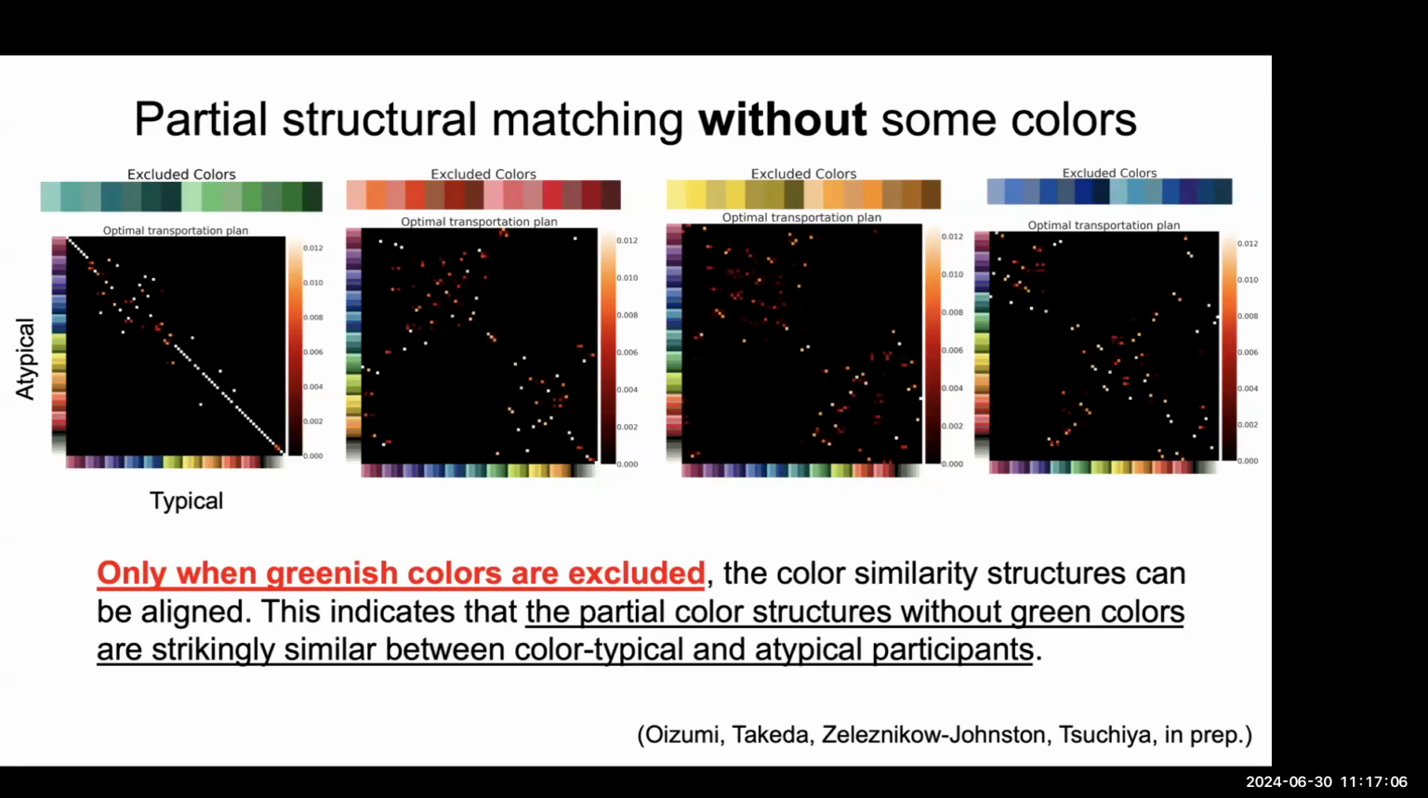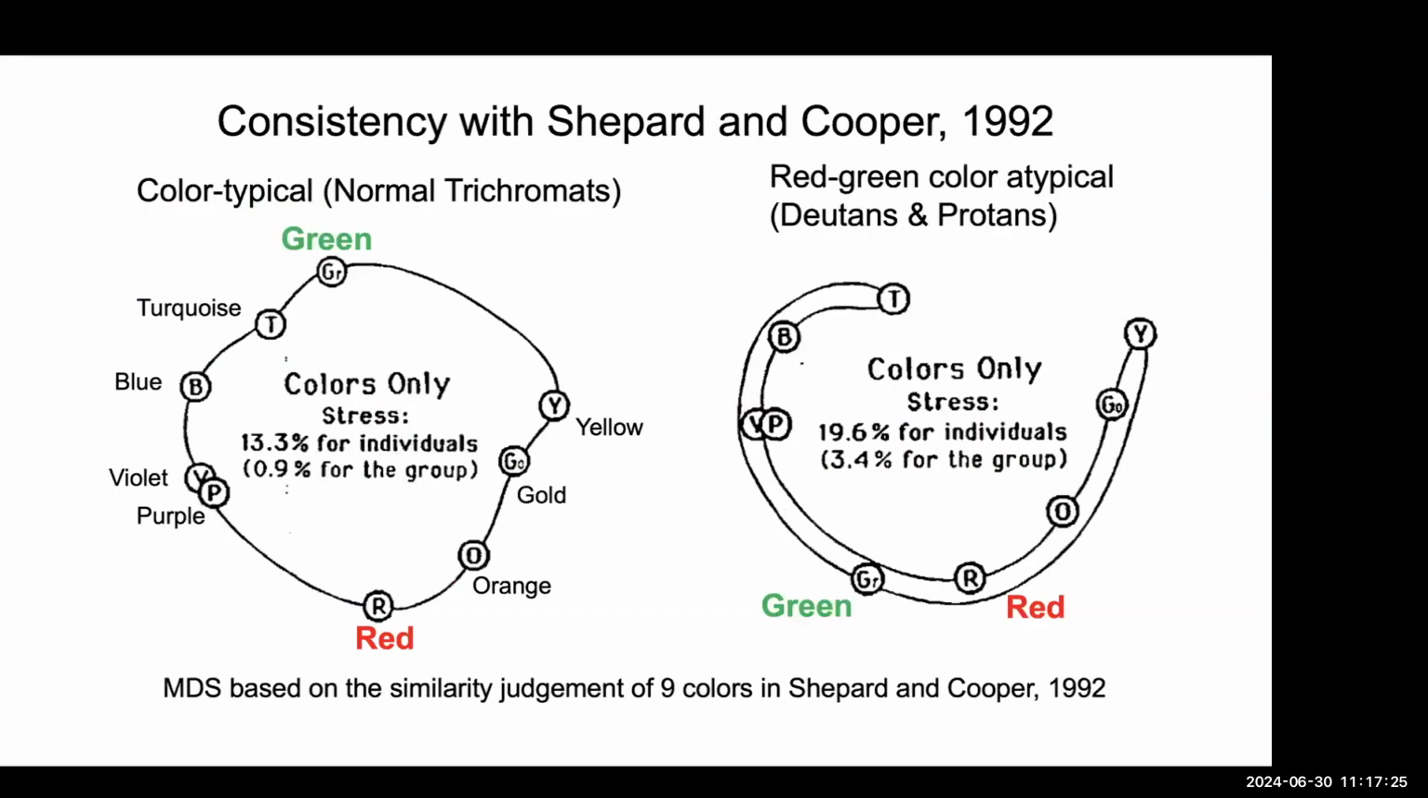So this indicates that partial color structures without green colors are strikingly similar, similar enough to be aligned between color typical and atypical participants. That's, I think, the very non-trivial finding. So this finding is consistent with the previous study by Shepard and Hooper.